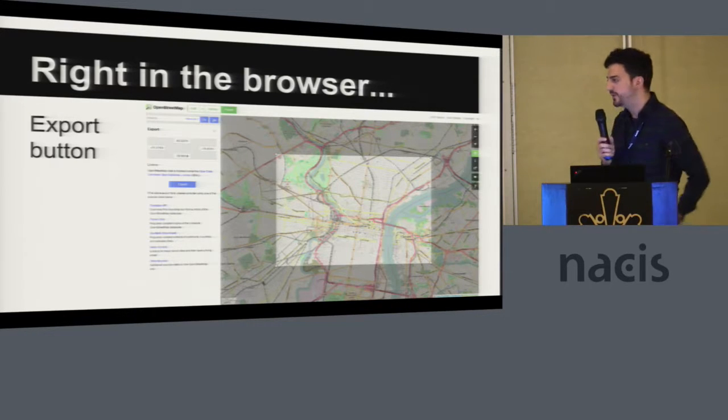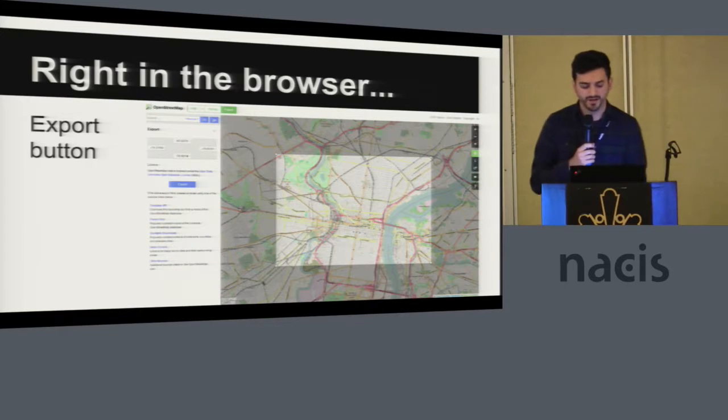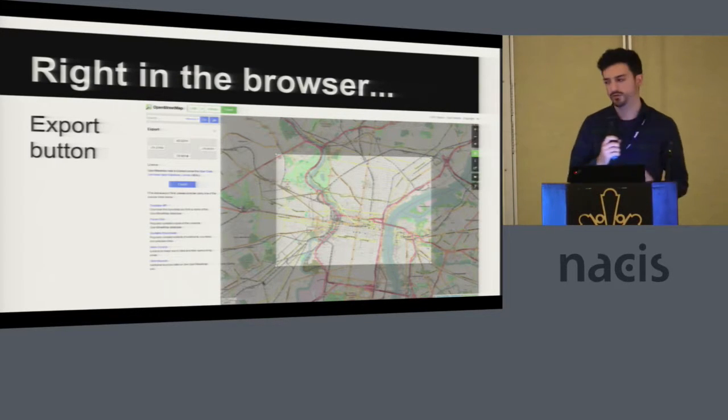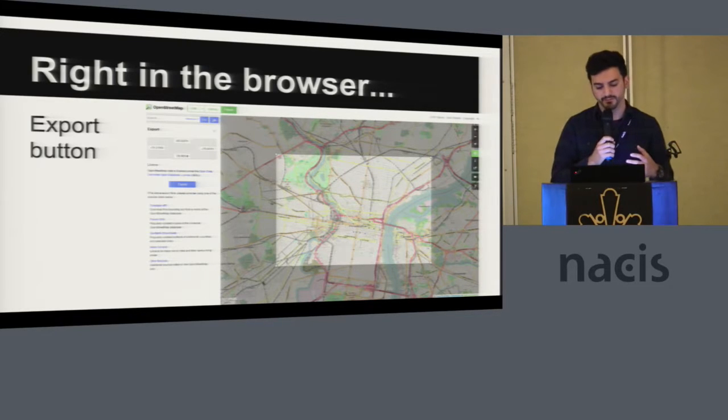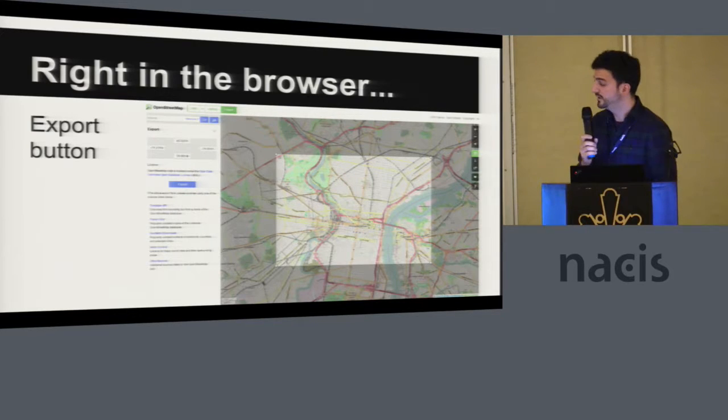Perhaps the most simple way is right in the browser. If you're on OpenStreetMap.org and you're logged in, you can export data using a latitude longitude bounding box, and you can move that around right in the browser. And there's an export button to export that out as a .osm or .pbf file. So this is really nice. It's very convenient if you're just browsing OpenStreetMap and you have an idea of an area that you want to get data for.